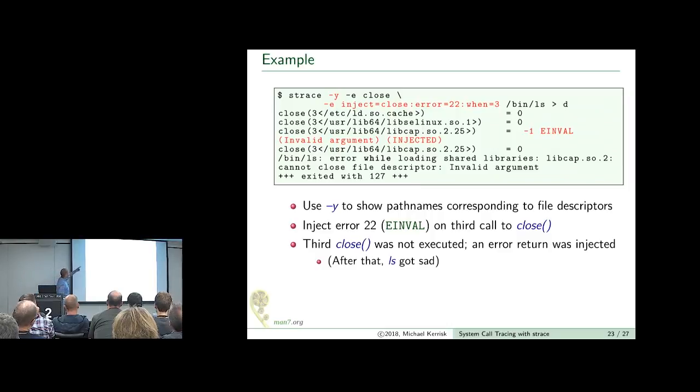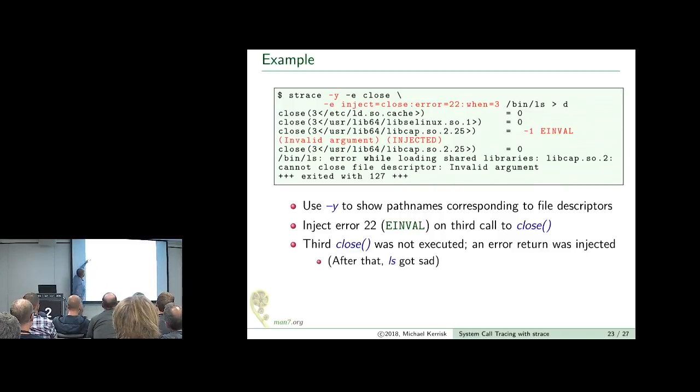Okay, so here's an example where I'm saying strace -y, to get extra information about file descriptors, trace the close calls. Okay, this is a shorthand here, by the way. I've said -e close. I could have said -e trace=close, but you can actually do it shorter in some cases. And then -e inject for the close calls, make them fail with the errno value 22, but only make the third close call fail.